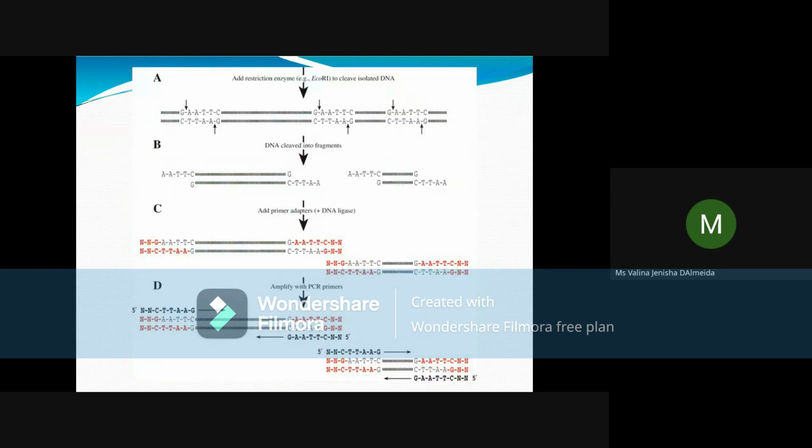An adapter is nothing but a double stranded DNA with an overhang. You can see here the red color, and it has overhangs. This is able to bind to the overhangs of your restriction fragments. So basically, it is a double stranded DNA with a single stranded overhang, which is complementary and able to bind to the sticky ends of the restriction fragment. We call it an adapter.